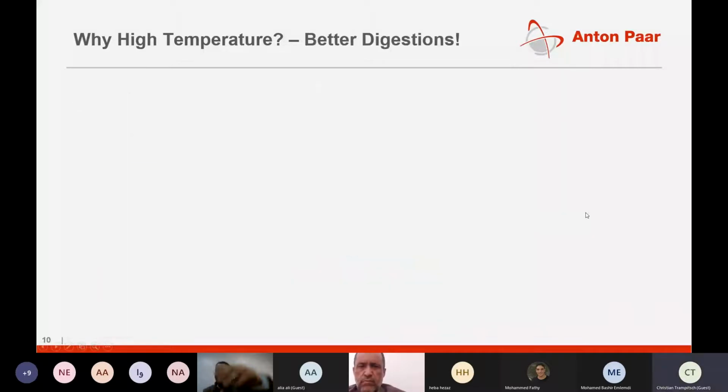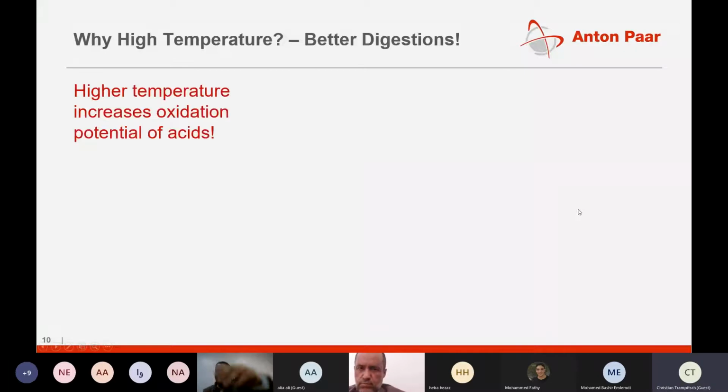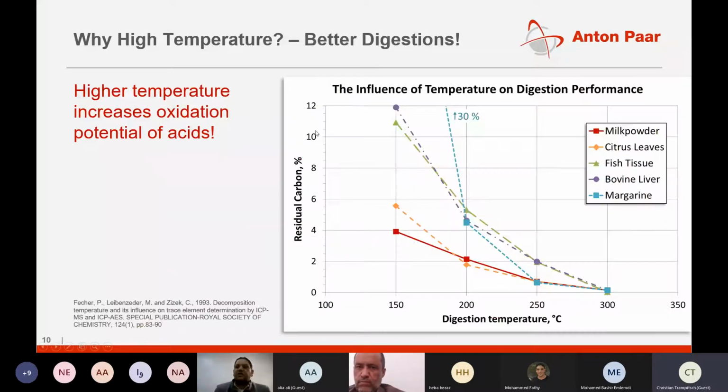The second thing is we have to improve the digestion quality. And this happens because a higher temperature will increase the oxidation potential of the acid. Mainly, we're using nitric acid. Sometimes we also use other acids, in worst cases, perchloric acid, sulfuric acid, whatever. But mainly we use nitric acid, and increasing the temperature will also increase the oxidation potential.